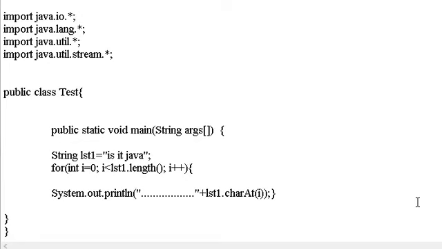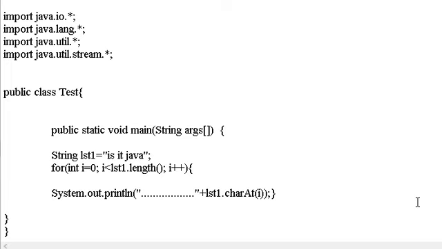In this video we are going to see how to create a class to print all the characters in a string. Here I have created a class called Test, and within that main method I have created a string variable lst1, and the value is "Java within the course" that I have given, and I am using the for loop to print all the characters.